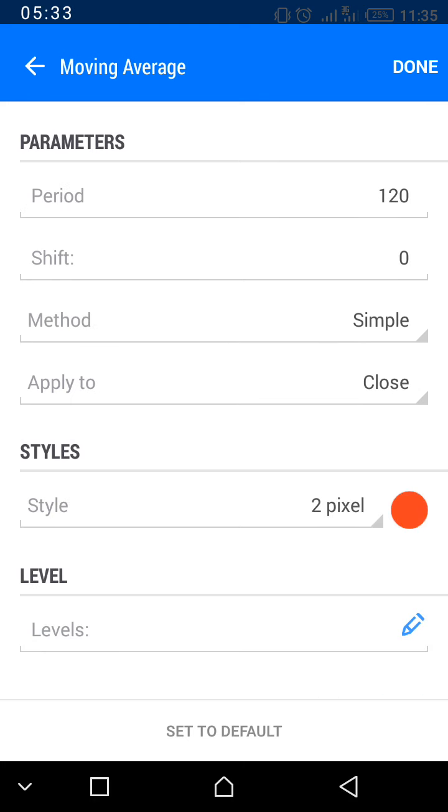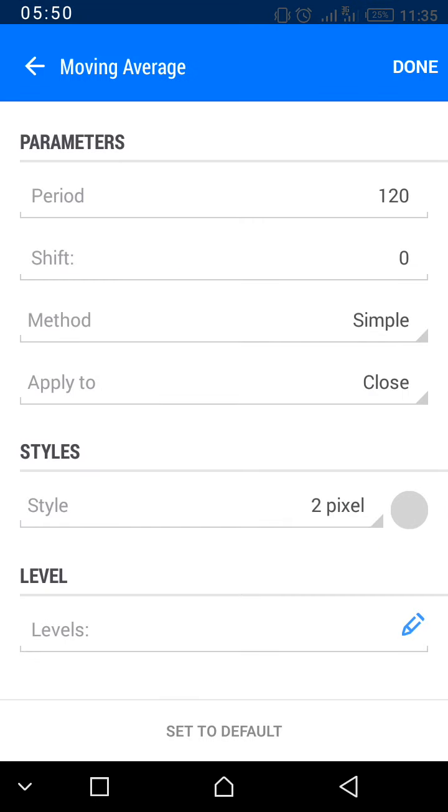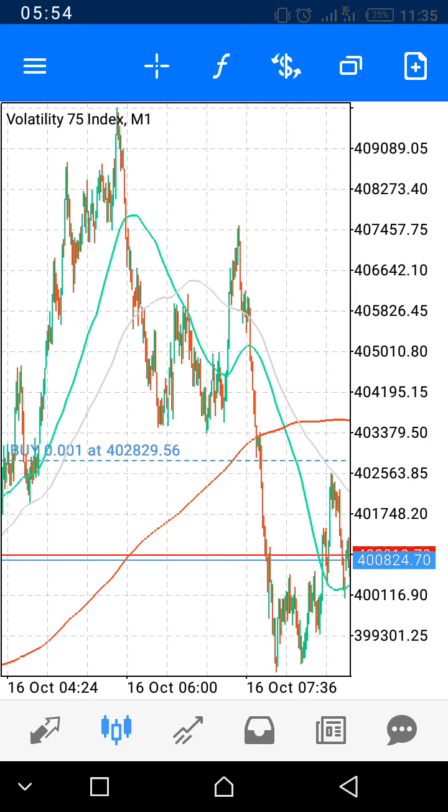Now we have these 4, with different shades of gray. So we start on the list. The first row, the 8th column. The first gray. You click on done. This is it.